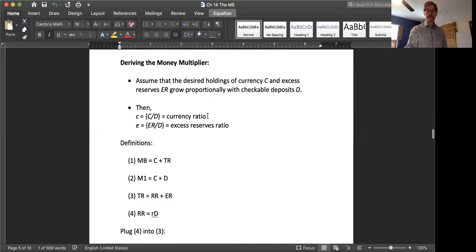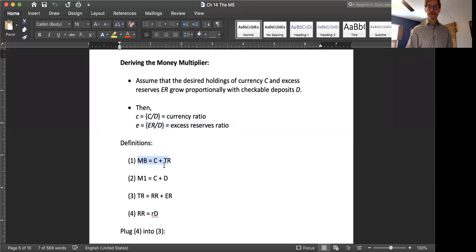So let's define two new variables. Little c, which is what we call the currency to deposit ratio, right? The total amount of currency divided by the total number of deposits. That's the currency ratio, or I'll often call it the currency to deposit ratio. And then little e, meaning the excess reserves to deposit ratio, okay? So little c is just currency relative to the size of total deposits, and little e is excess reserves relative to the size of total deposits.